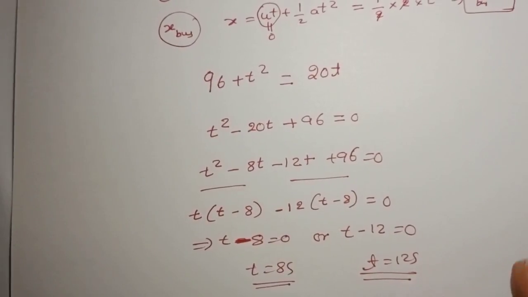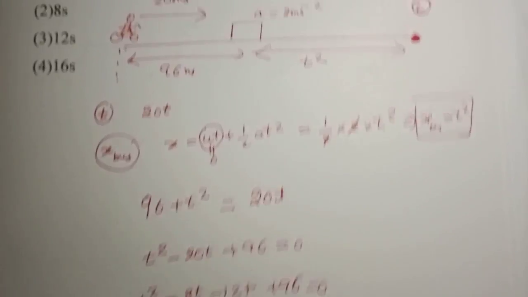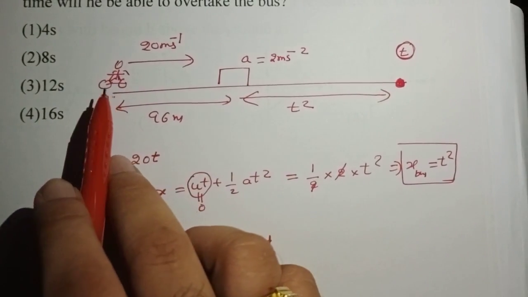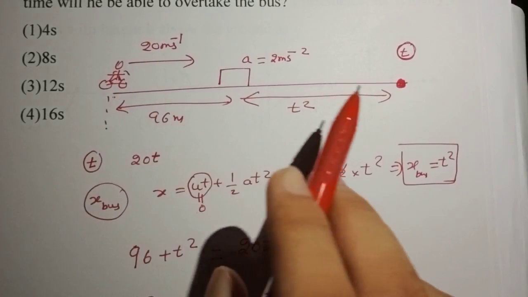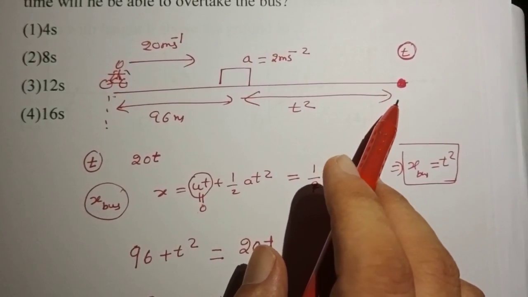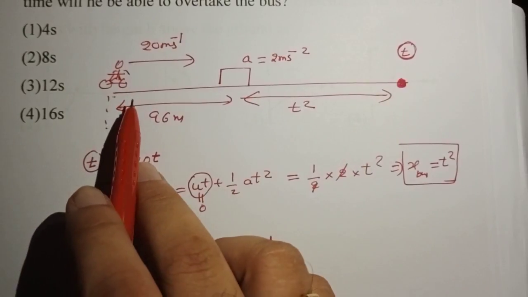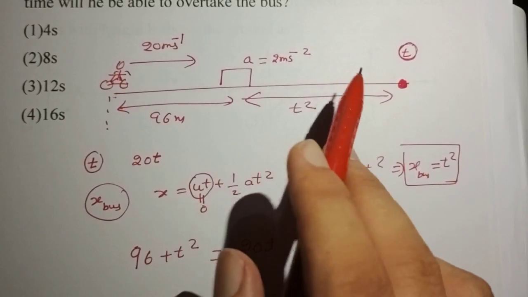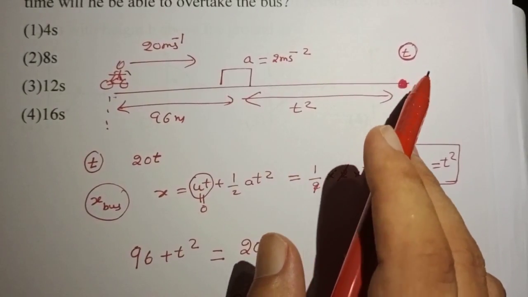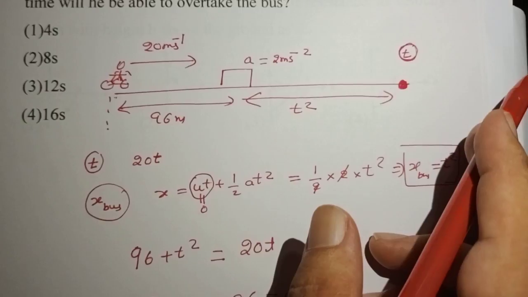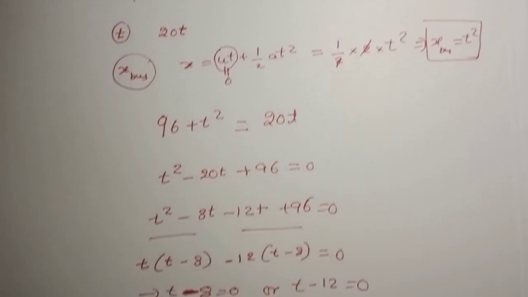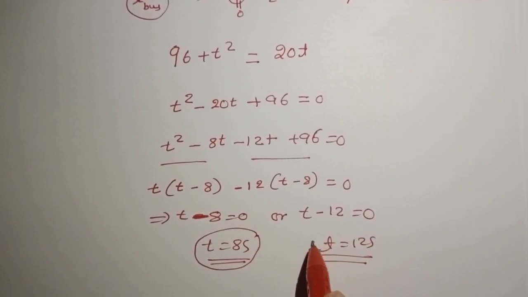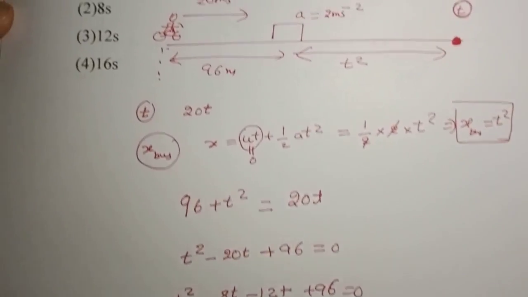We got two answers. So first, who has to overtake? The cyclist is behind, so the cyclist has to overtake the bus first. Then after some time, since the cyclist is moving with a constant speed and the bus is accelerating, meaning the velocity of the bus is increasing, after some time the bus will again overtake the cyclist. So what does it mean? The cyclist will overtake the bus at t is equal to 8 seconds. Then later, at t is equal to 12 seconds, the bus will overtake the cyclist back.